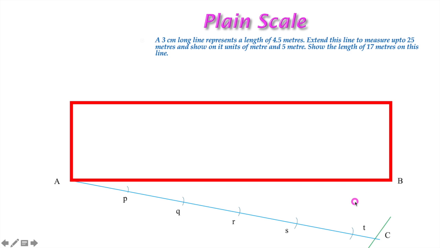Now join the last point B with the last segment T and draw the parallel lines of BT from all the segments S, R, Q. So all these 4 green lines are parallel to BT. Then you see these segments are equal in length.